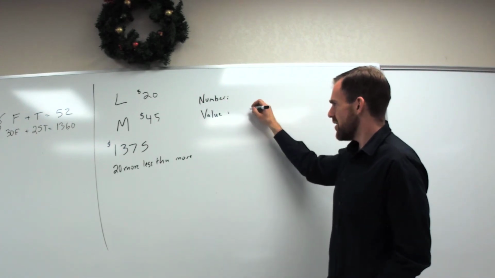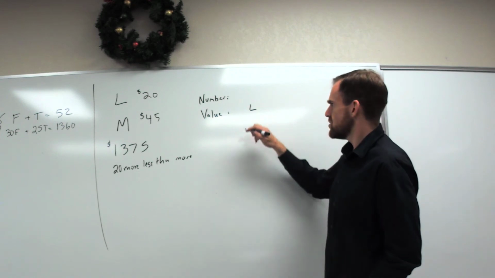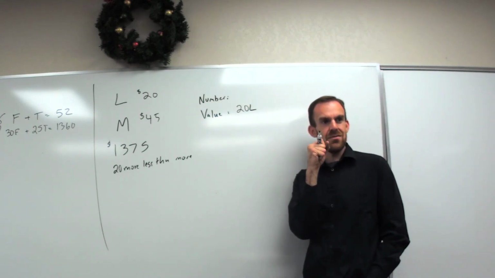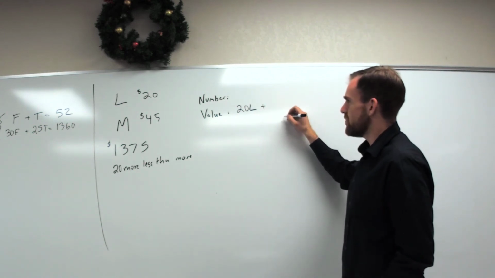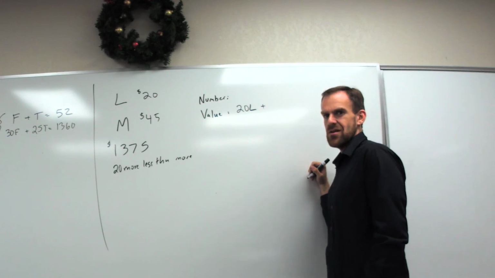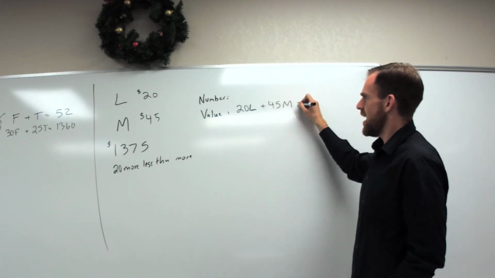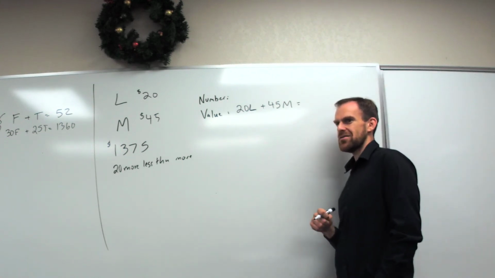What is the value of the less expensive dress, Stowe? $20. So I'm going to write 20L. That represents all the money she got from less expensive dresses. Ocampo, what's the value for the more expensive ones? $45. 45 what? M. And the total amount they got in, Evan, current representative of the 9th grade class?